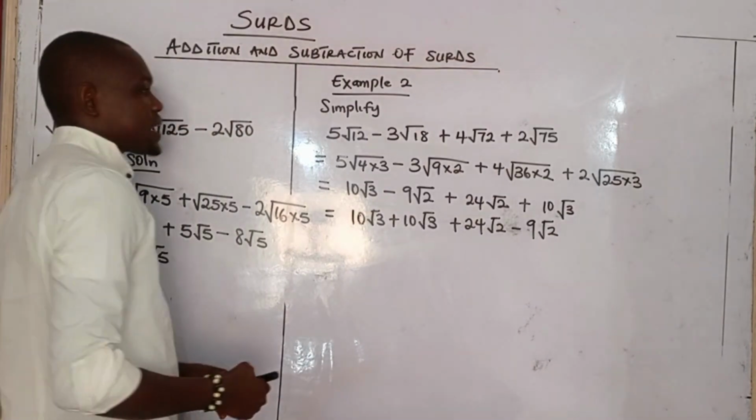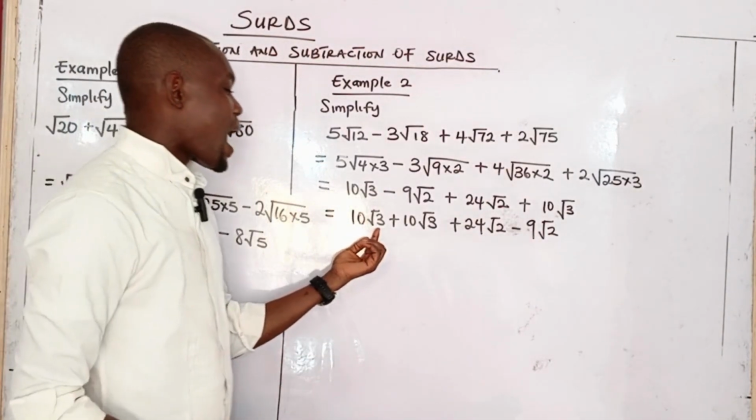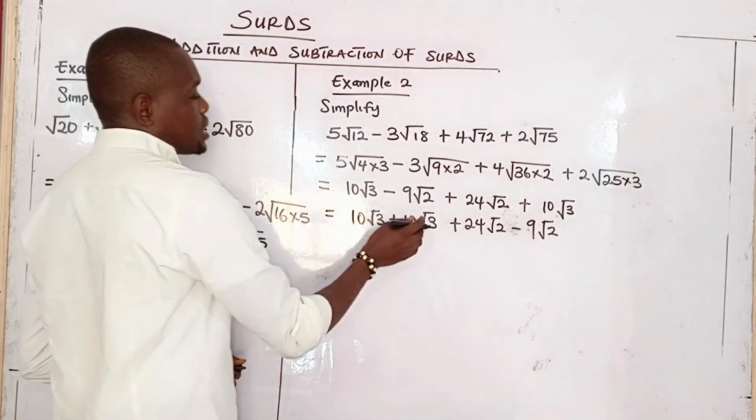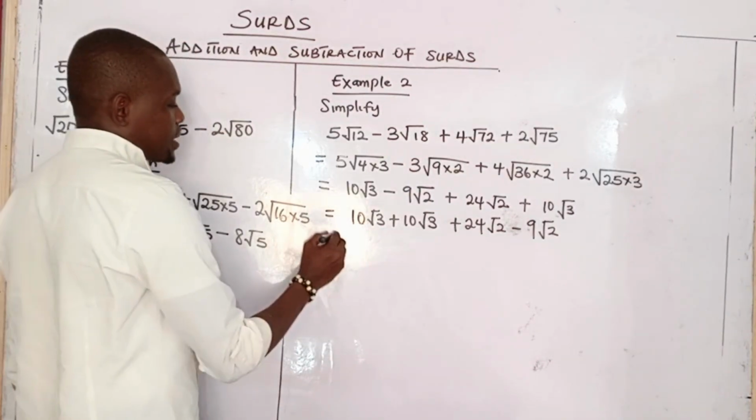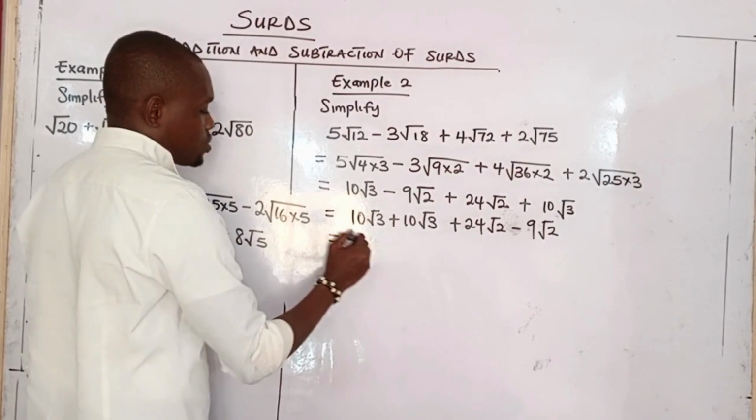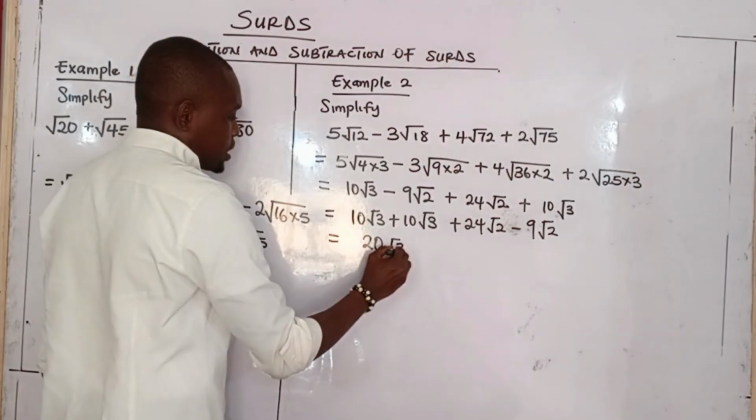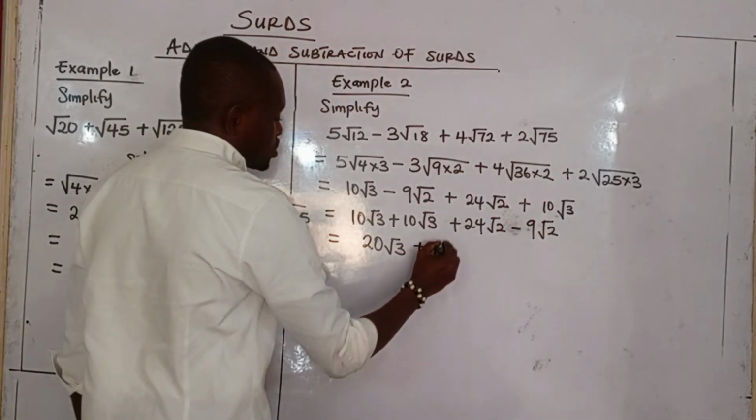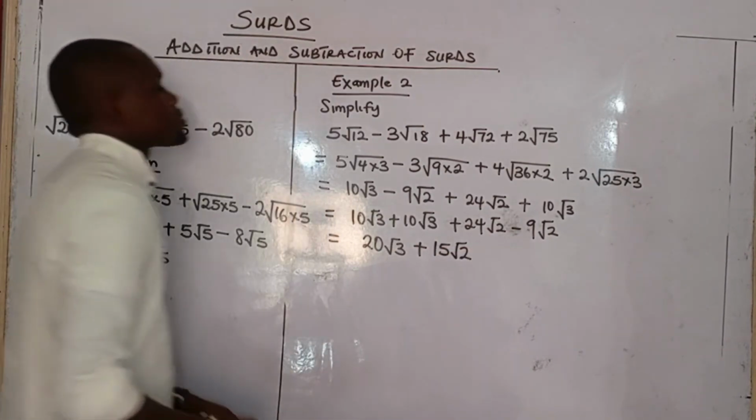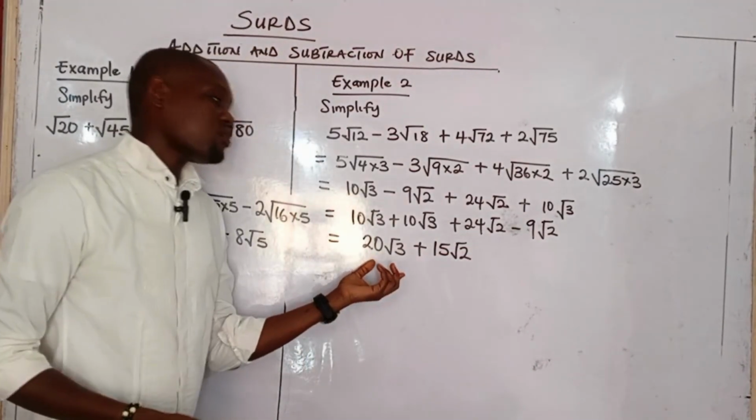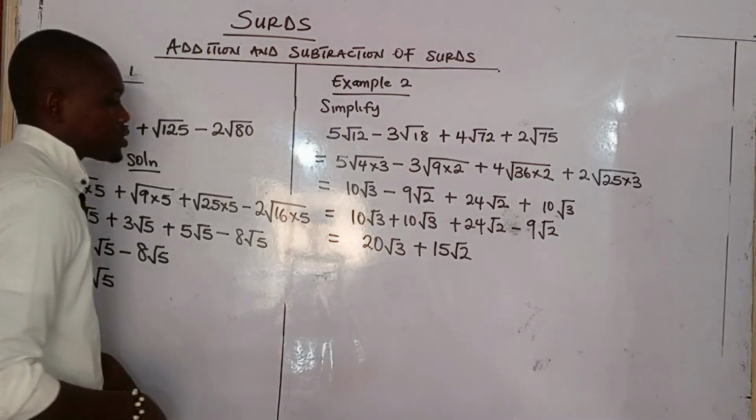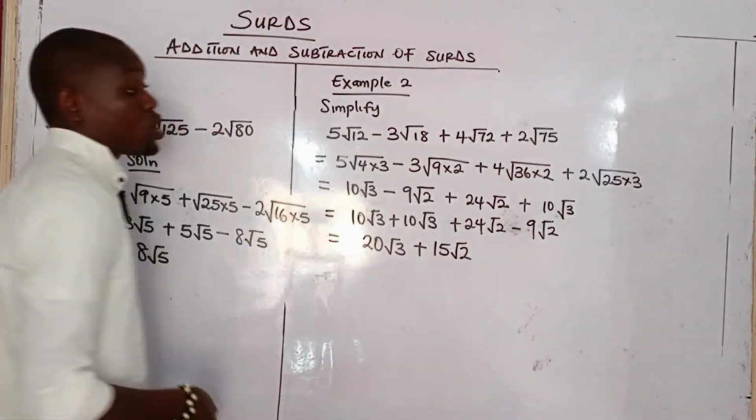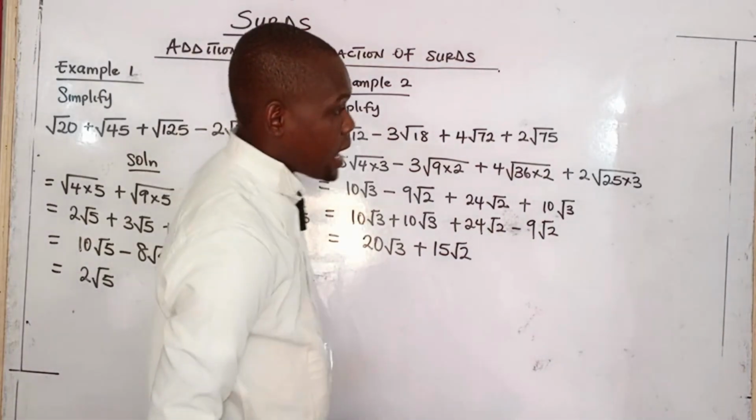And just like I said in our last video, we don't add the numbers under the square root signs. All we add are the numbers outside. So 10 plus 10 gives us 20 root 3. And then we have our plus. Now 24 minus 9 gives us 15 root 2. So this is how you solve questions on addition and subtraction of surds. And if you look at our last answer, there's no way we can add them because they are not similar surds.